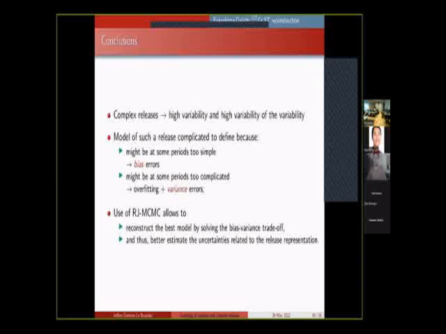So as a conclusion, the addition of information and the better exploitation of this information is helping us to reconstruct a more complex and fine-grained release. And we will propose soon to ACP a paper summarizing our work.